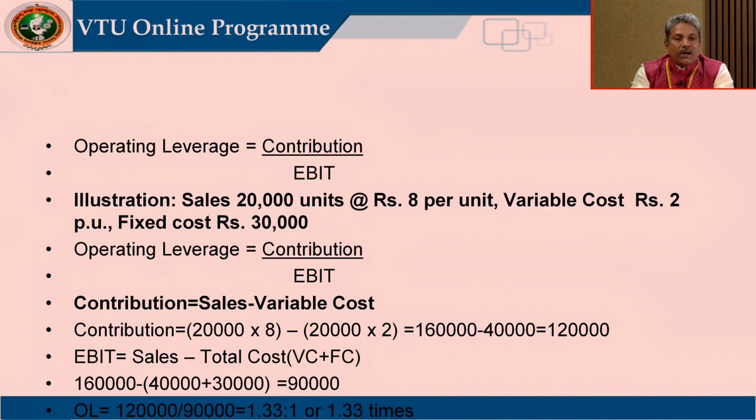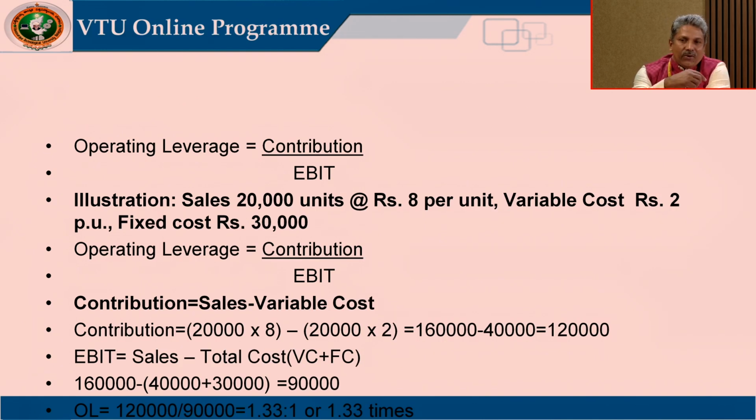You should also learn this formula by heart. The formula for operating leverage is contribution divided by EBIT, that is, earnings before interest and tax. What is this contribution? Contribution is the profit element plus fixed cost. Contribution is calculated as sales minus variable cost. When you deduct variable cost from the sales, you get the contribution.